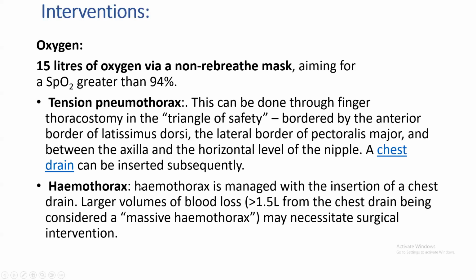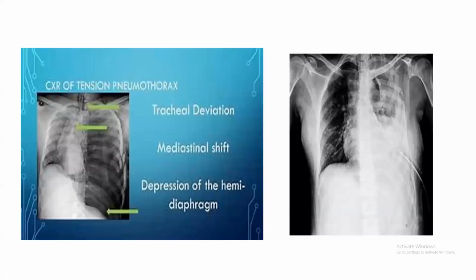Hemothorax is managed by insertion of a chest drain. Large volumes of blood loss, greater than 1.5 liters from the chest drain, are considered a massive hemothorax, which might further require surgical intervention. We can see in tension pneumothorax the tracheal deviation towards the right side and the mediastinal shift towards the right. This is the hemothorax, in which on the left hemothorax.